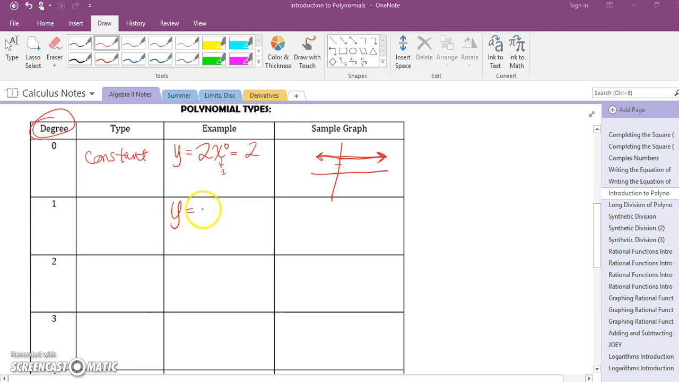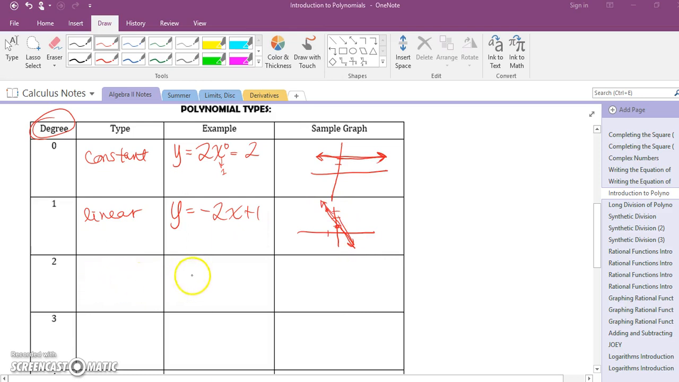Degree 1, there's infinitely many possibilities, but what about y equals negative 2x plus 1? The type of function here, you've been seeing these for a long time now, linear. And a quick sketch of that. There we go, just a line.